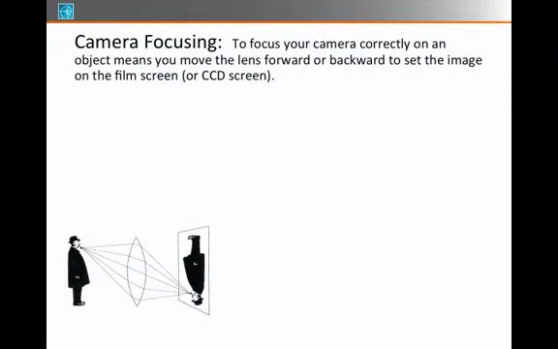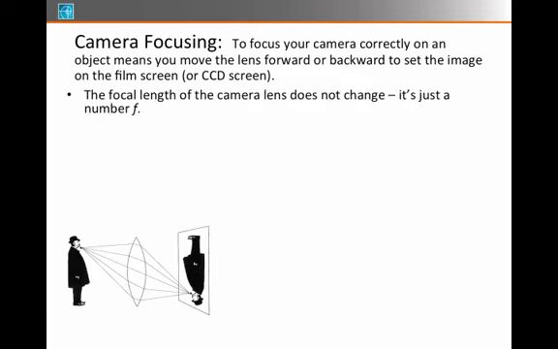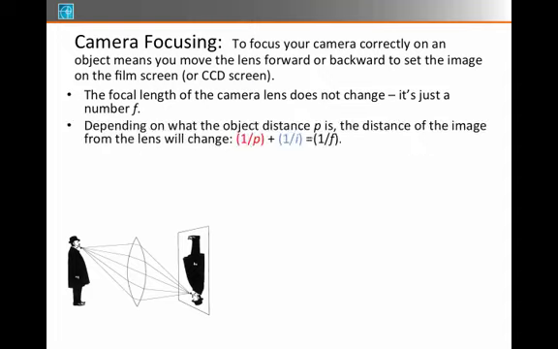To focus your camera correctly, that means you move your lens forward or backward along the direction between you and the distant object so that the image ends up at the CCD or the film screen. The focal length of the camera doesn't change, it's just a number f. That's because you have the same lens in the camera all the time.